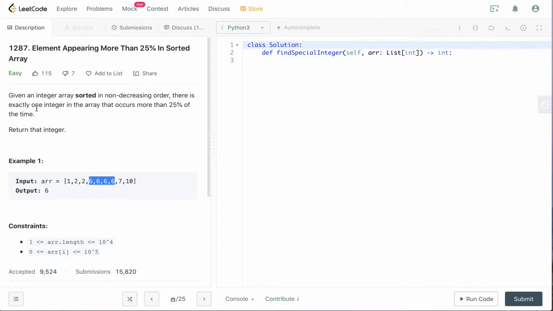There is exactly one integer in the array that occurs more than 25% of the time. That can be interpreted as only one integer occurs more than 25%. So the other elements in the array all appeared less than or equal to 25%. So that means that the integer is the most common integer in the array.